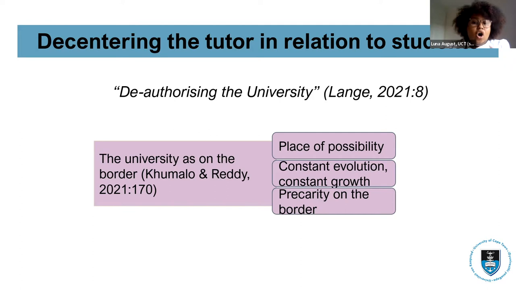Liz Langer argues that the decolonial turn in higher education led to a process of deauthorizing the university and pushes the South African university to a place where it begins to recognize itself as being on the border. And this border is viewed as a place of possibility. It's constantly evolving, constantly growing, and constantly looking for new insight and new ways to change.